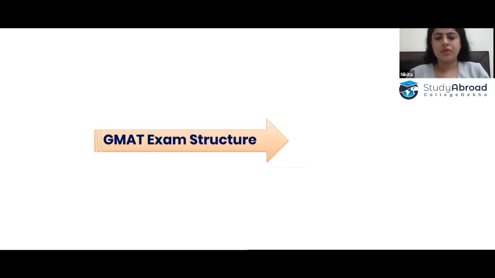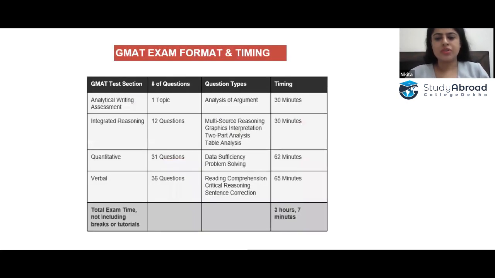Before starting, we are going to have a fair look at the structure of the GMAT exam. On your screen, you can see the structure of the GMAT exam and the respective timings. The very first section is the Analytical Writing Assessment. In it, you get one question, which is argument based. You have to analyze that question and write an essay on it, and the time you get is 30 minutes.